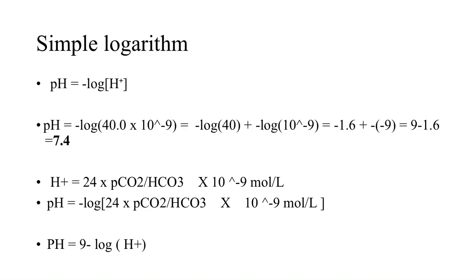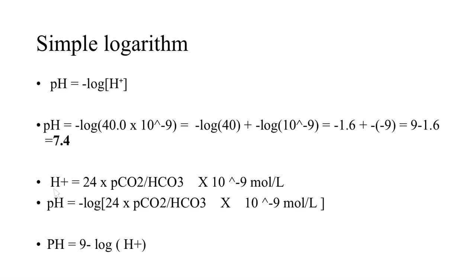Simple formula: H plus is 24 times PCO2 divided by bicarb, whatever value you get. So it's a simple logarithm. pH is negative log of H plus ion, so plug in 40 times 10 to the power of minus 9. In a logarithm, when we expand, the multiplication becomes plus. So you have minus log 40 and minus log 10 to the power of minus 9. Minus log 40 becomes 1.6. And negative log of 10 to the power of minus 9 is 9. So it's 9 minus 1.6, and you have a pH of 7.4. So a pH of 7.4 is the normal pH.